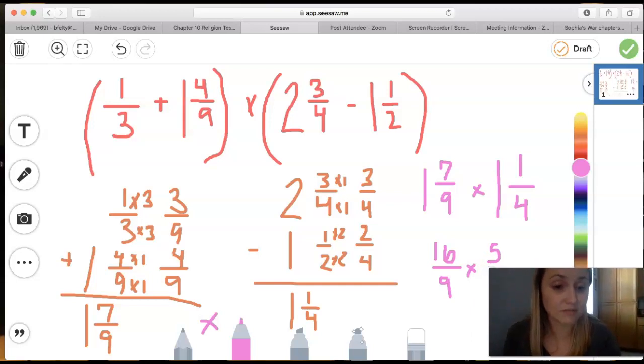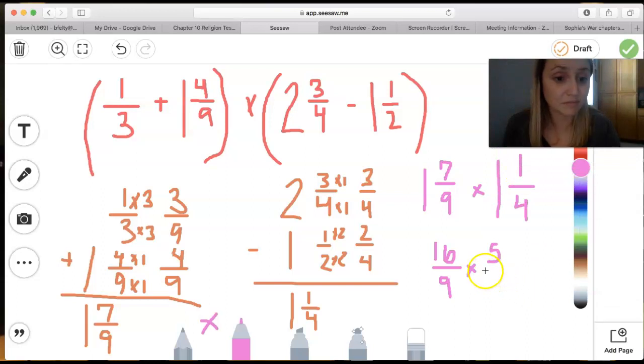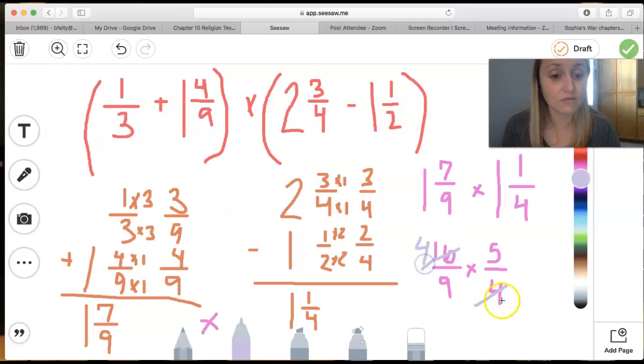Oh, I have to move my little video. Let's see, up here. And then 4 would be the denominator. So when we look here, does 9 and 5 have anything in common? No, but 16 and 4 does. So they both have 4. So 16 divided by 4 is 4. 4 divided by 4 is 1.